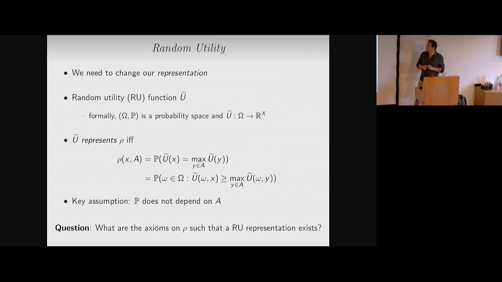No, it could be included in the menu. The default option, the status quo, that could be one of the alternatives. It just then has to be present in every menu. Okay, and the main question to a decision theorist is what are the axioms now on rho such that a random utility represents rho?